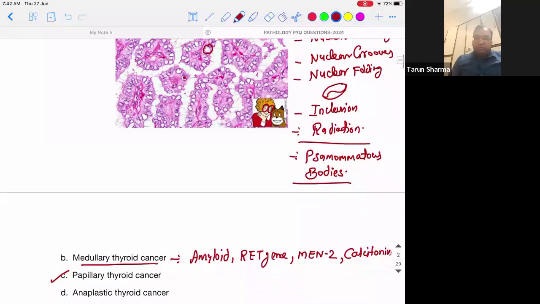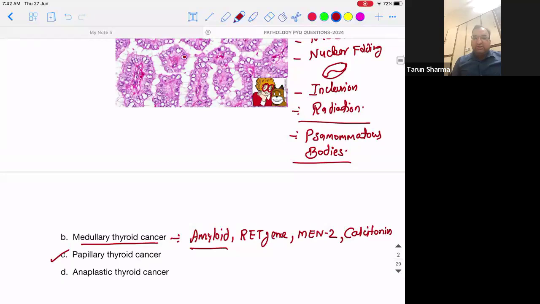And a few important points about the medullary: it has the amyloid deposition that is not seen in any other type of thyroid cancer. It is associated with the RET gene mutation, that is again important. MEN2 syndrome association is also important. And the tumor itself releases a huge amount of calcitonin. So serum calcitonin levels will be high in which thyroid cancer? That is the medullary carcinoma. Calcitonin also acts as a very important tumor marker for which thyroid malignancy? That is again the medullary carcinoma thyroid.